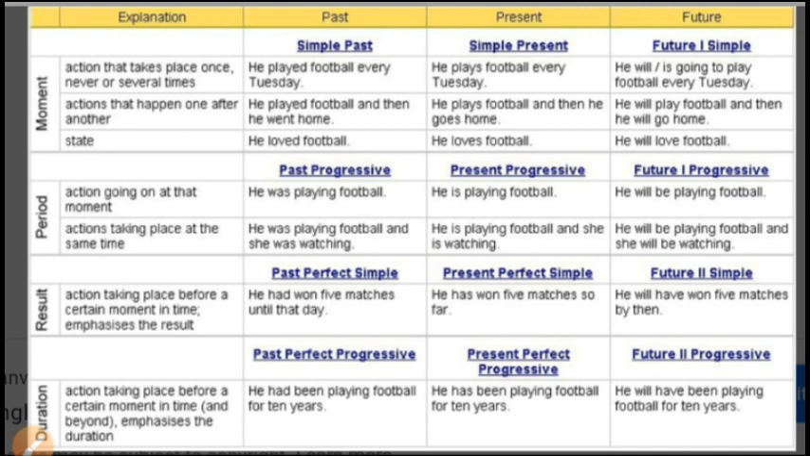In the same way, perfect continuous forms, they tell us about duration, action taking place before a certain moment in time and beyond, and they emphasize the duration. Example, he had been playing football for 10 years. So this for 10 years tells us the duration. He has been playing football for 10 years tells duration. He will have been playing football for 10 years tells us duration.